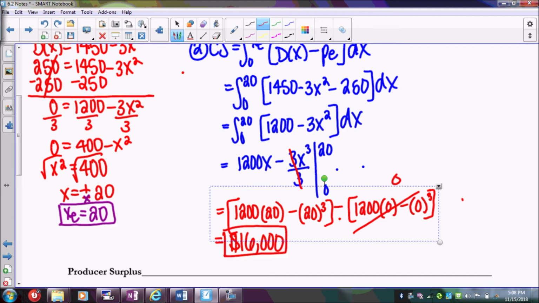That represents the difference between the total amount a consumer was willing to spend and the amount that they actually spent. So that $16,000 represents the amount that the consumer would have been willing to spend, $16,000 more, than they actually had to spend. Think of it as their savings.